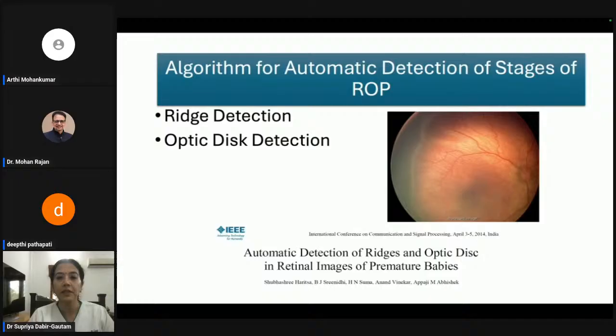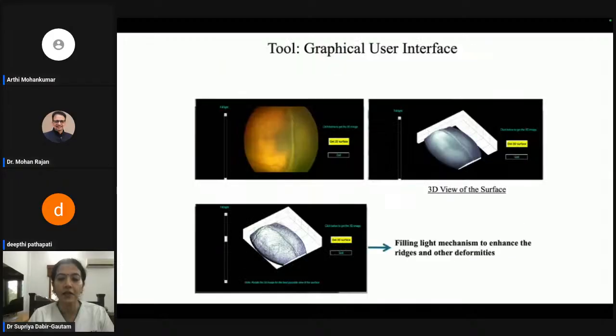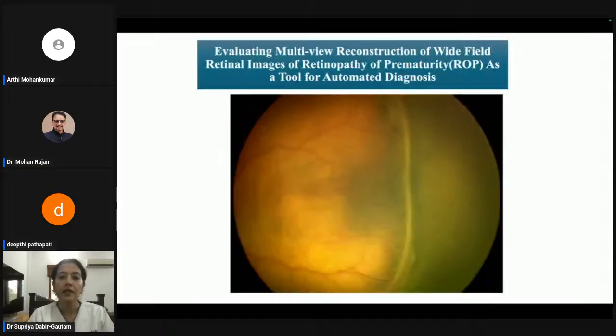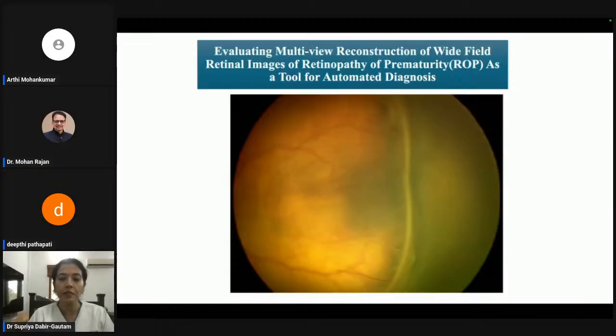Artificial intelligence has helped us develop automated detection of these stages of ROP. By feeding enough data into these cameras, we're able to help in deep learning, which helps in ridge detection and optic disc detection. So not just the doctors, but even the paramedical staff and the technicians can go and screen these babies and tell us which babies are at risk and need treatment immediately. There are tools which are able to reconstruct the raised ridges in 3D and help bring these babies for treatment immediately.